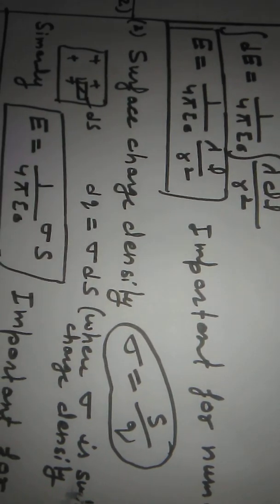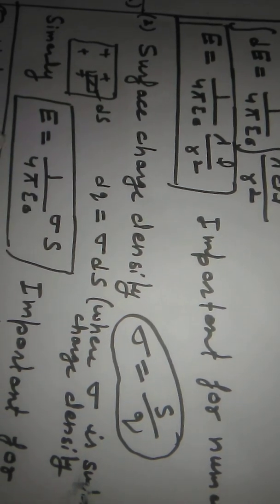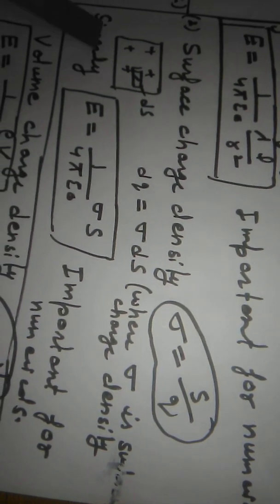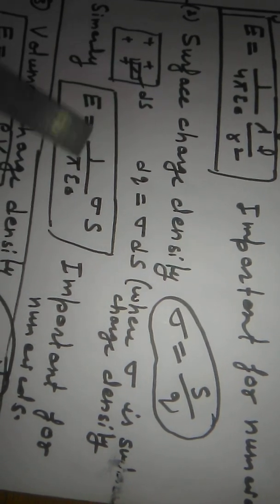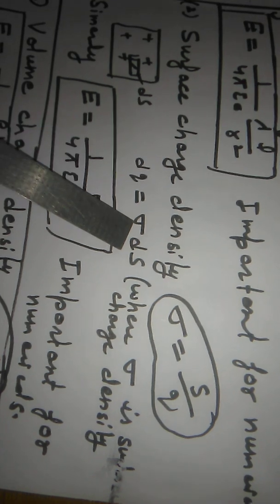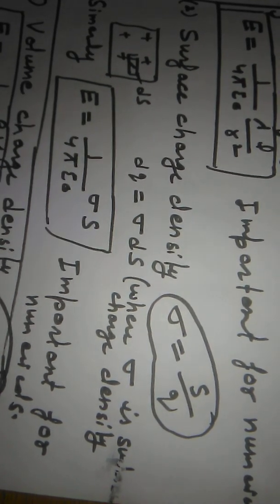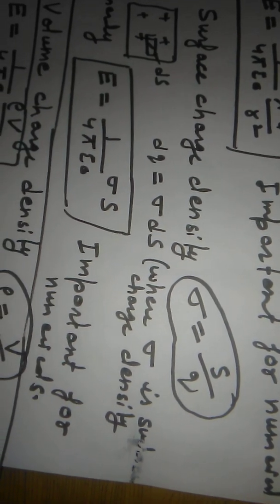After this, we have the surface charge density. In the same way, surface density sigma equals Q upon S, where S is the surface and Q is the charge. Taking a small part of the surface, dS, dq is given by sigma dS. This is the value of dq. In the same way, we put the value of q here, and on solving we get this as a result. Again, this is important for your numerical purposes.